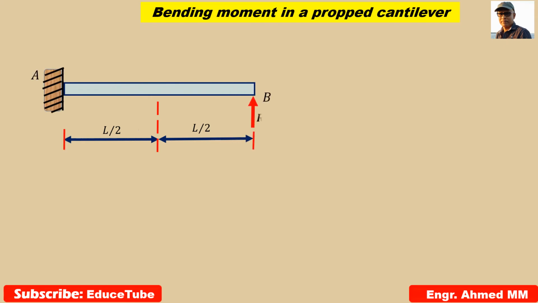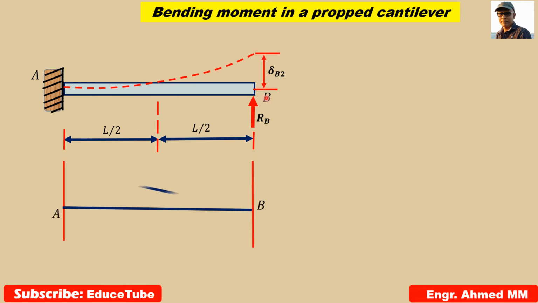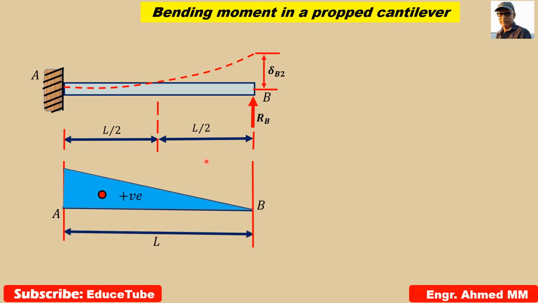Here I am using only the support reaction. I am not using this concentrated load, because for this reaction I want to find this deflection. This is the deflection curve and this is the deflection. Same as before, here fixed support theta A equal to 0, as well as deflection also 0 at this point. So the same method I used to use.